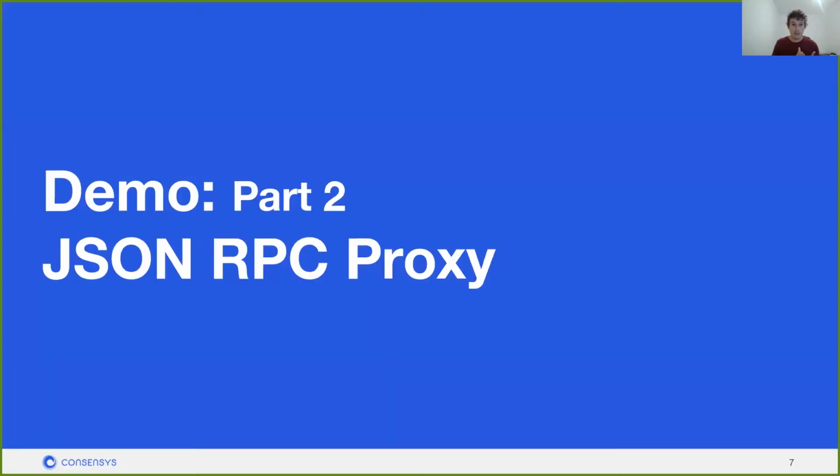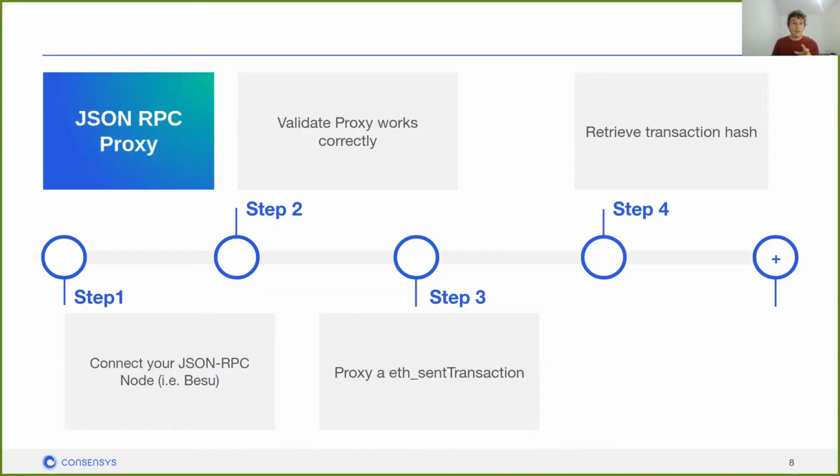Then in the second part, I'm going to be connecting my Quorum Key Manager to my JSON RPC node and sending a send transaction, and I'm going to validate how that transaction is being intercepted and signed by the Quorum Key Manager using the wallet I previously created in the step before.